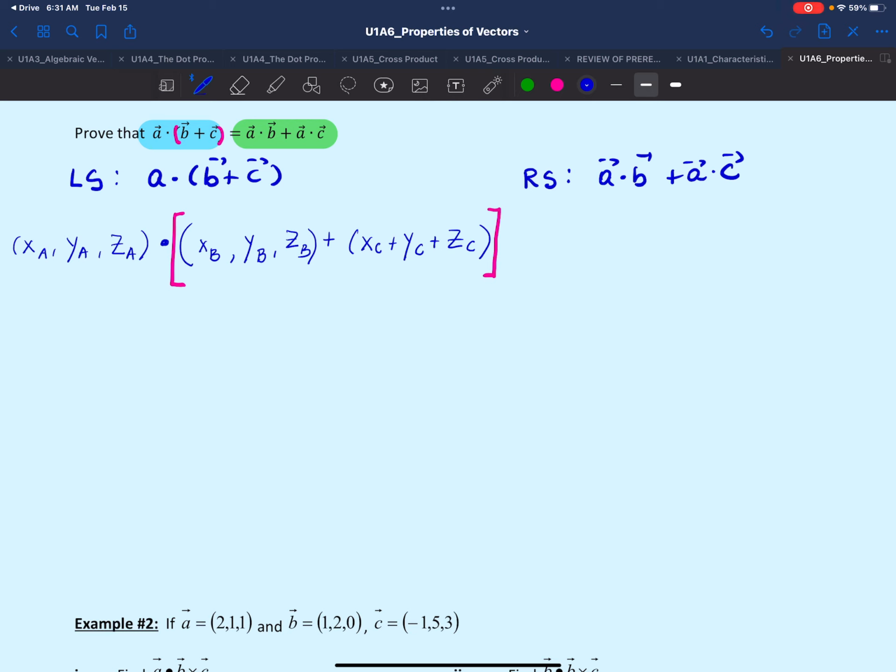So for now, we're going to start off with brackets. So we have XA, YA, ZA, which is dot producting. So remember here, to add two vectors, we add the respective coordinates. So XB plus XC, comma, YB plus YC, ZB plus ZC.